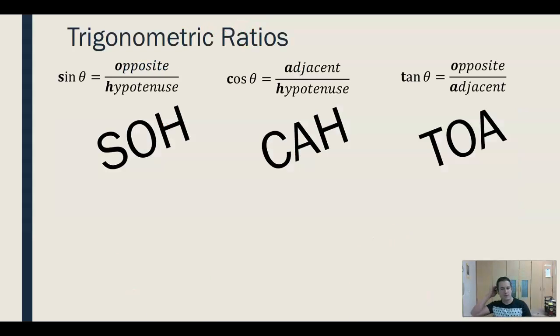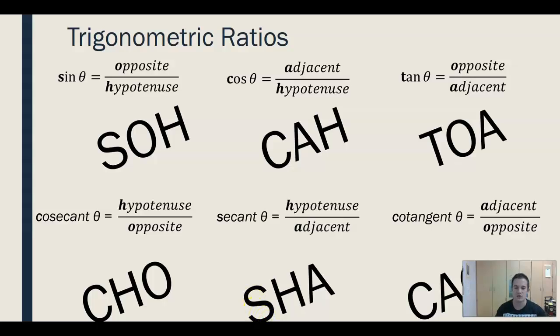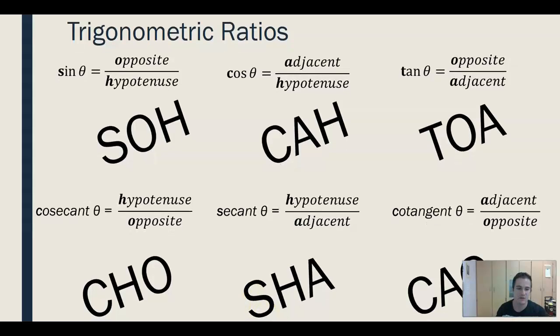So now, for honors, we talked about 3 other trigonometric ratios. We talked about sine, cosine, and tangent, but you've also talked about cosecant, secant, and cotangent.